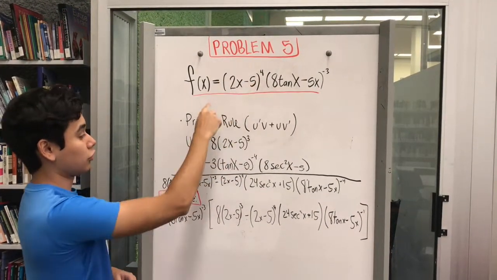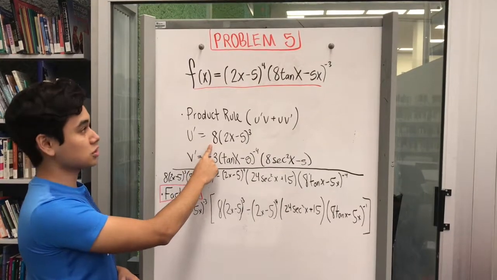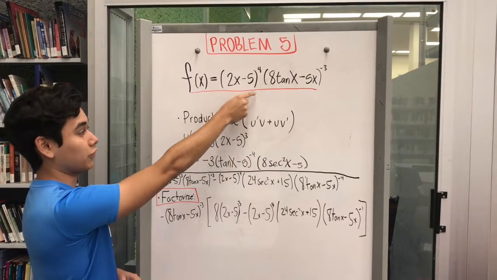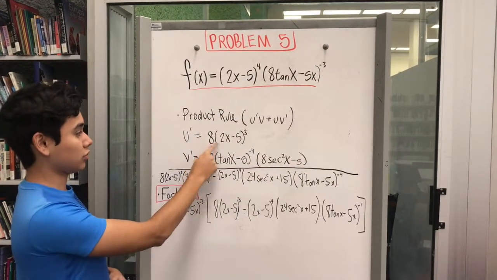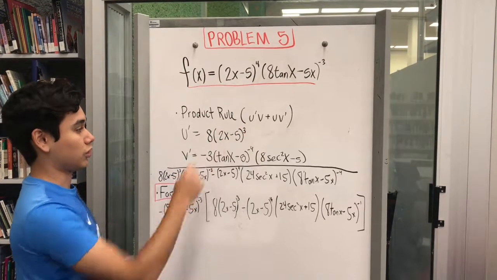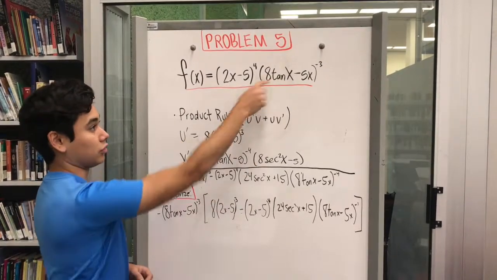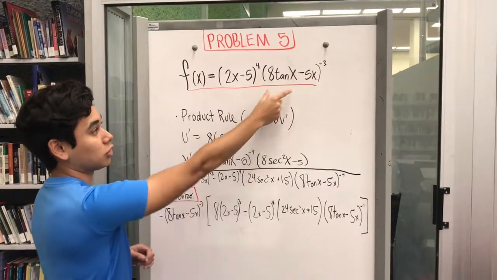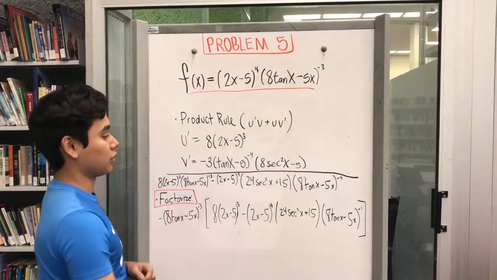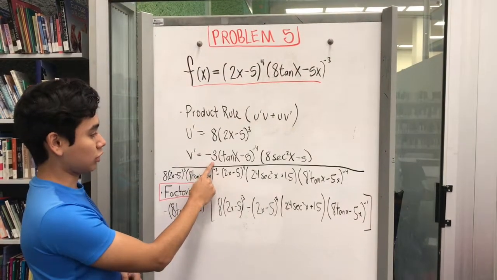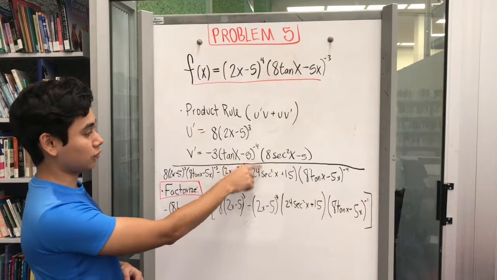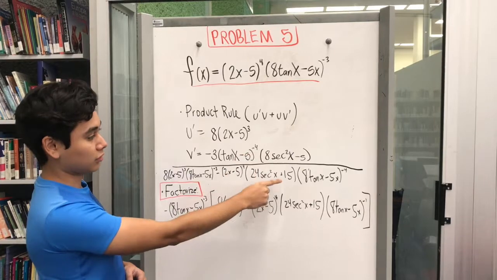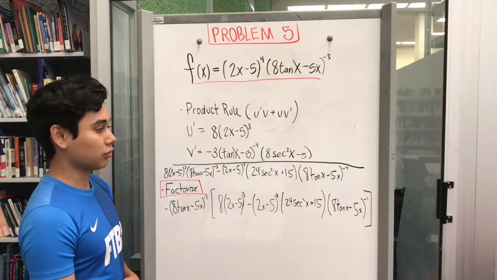So we pass the 4, and that's the coefficient, and multiply it by the derivative of the term. So we get 8 times (2x minus 5) to the power of 3. And we do the same with the second term. We pass the exponent as a coefficient and multiply by the derivative of what's inside. And finally we get minus 3 times (tan x minus 5) to the power of minus 4 times x times sec squared minus 5.